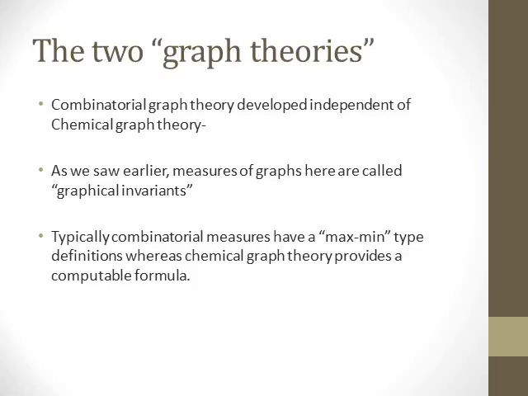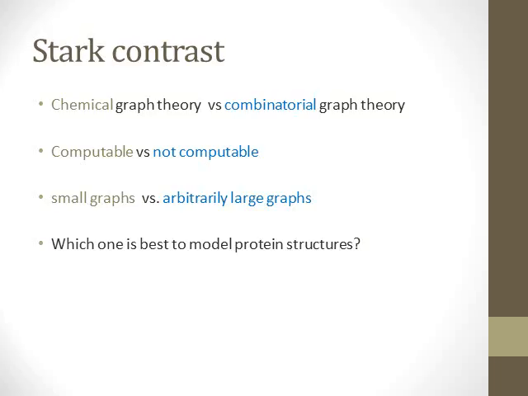The 2 types of graph theory we are discussing are mathematical combinatorial graph theory and chemical graph theory. Combinatorial graph theory developed independent of chemical graph theory. Typically, combinatorial measures have max-min type definitions, whereas topological indices are defined by a computable formula. There is a stark contrast. Chemical graphs versus combinatorial graphs. Computable versus not computable. Small graphs versus arbitrarily large graphs. The question is, which one is best to model protein structures?